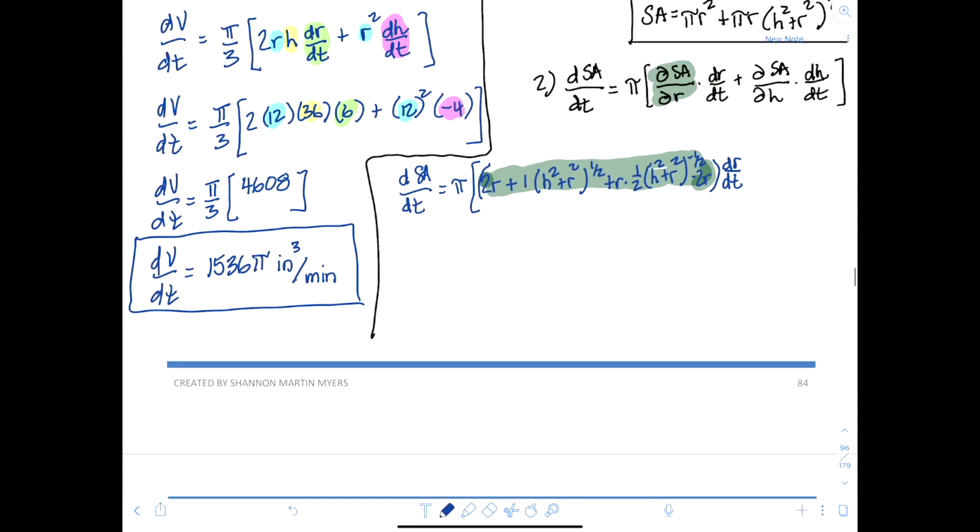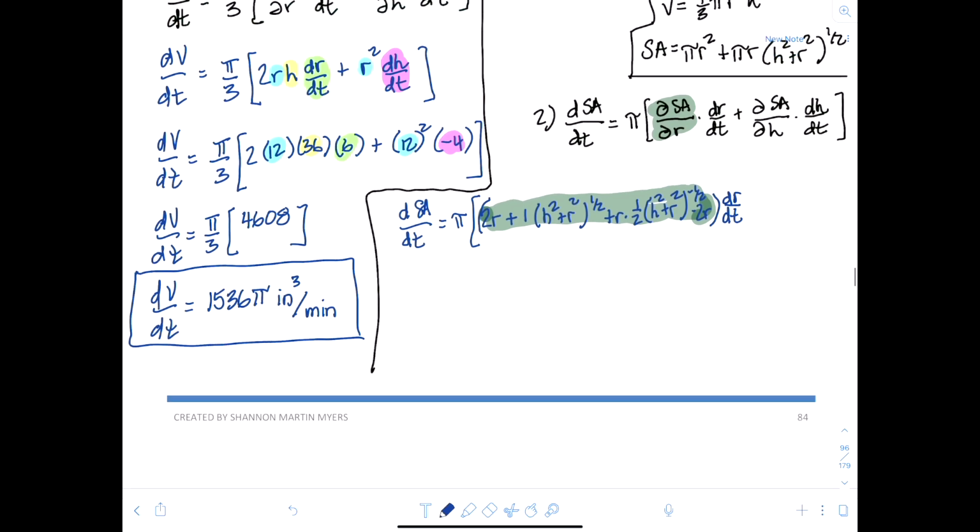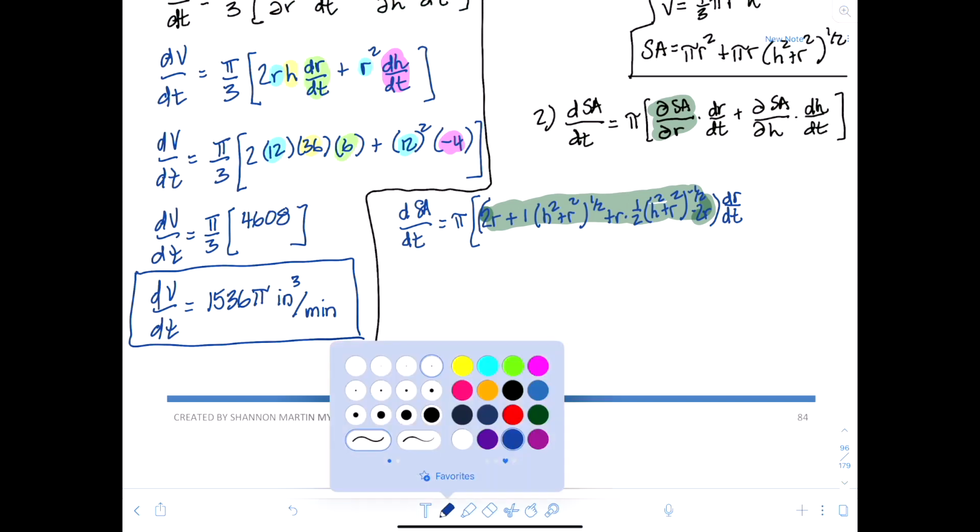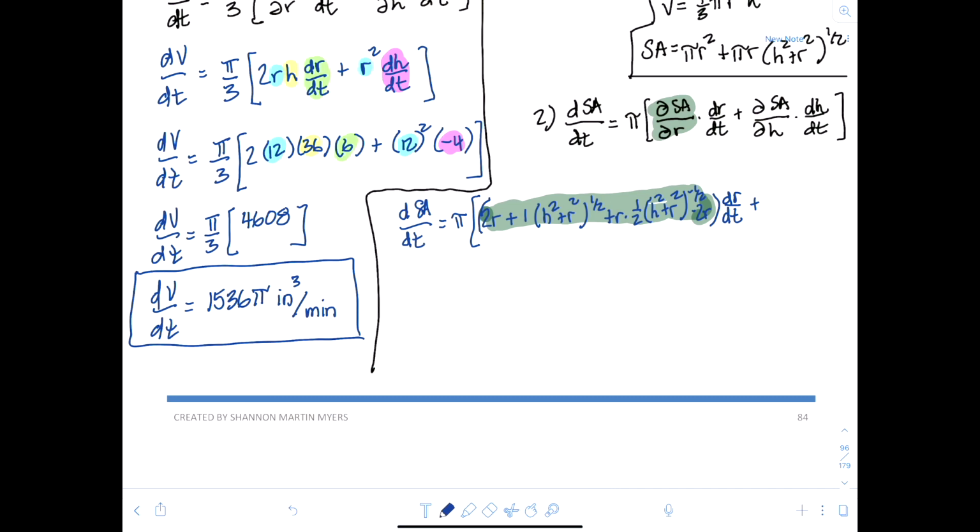Now we need to do the same thing, but now we're finding the first partial of the surface area with respect to h. So the first term zeroes out, and the second one becomes much easier because we'll treat the r as a constant, right? So now we will have r times 1/2 times h squared plus r squared to the -1/2 times 2h. All of that is times dh/dt. So this here is all of this. All right, so now let's clean it up.